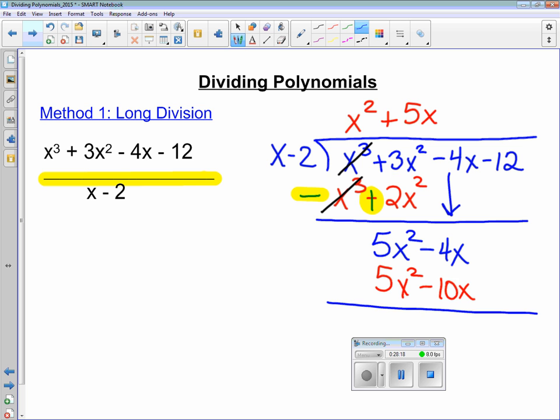5x times negative 2 is negative 10x. Now, I can't combine them yet. The next step is to change signs. And I'm going to highlight them so I don't forget.